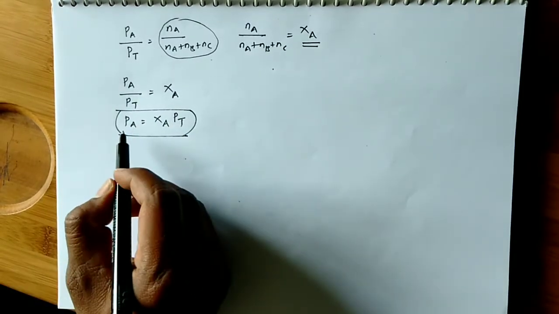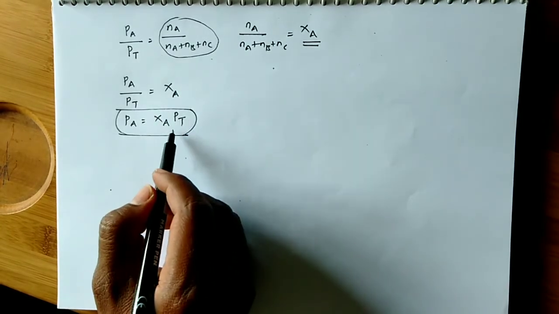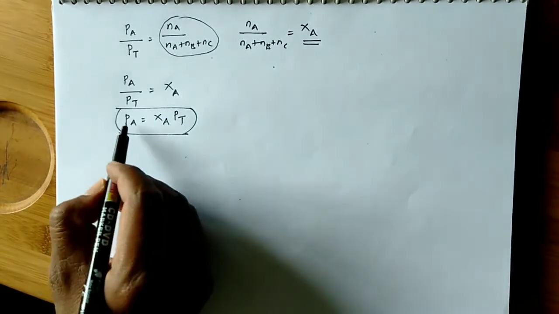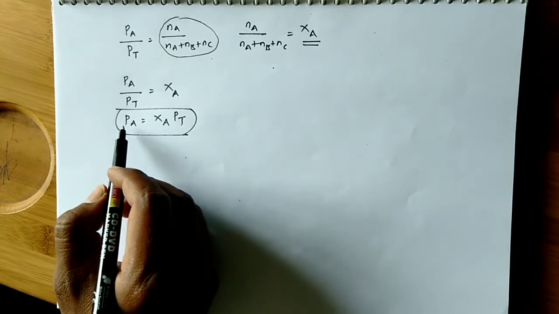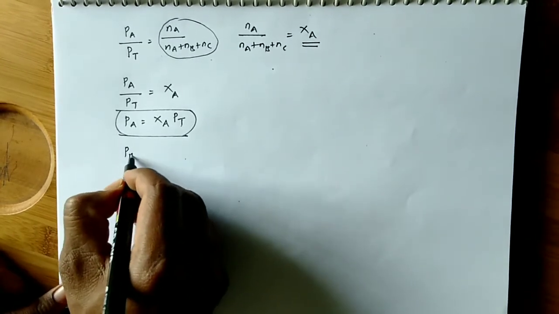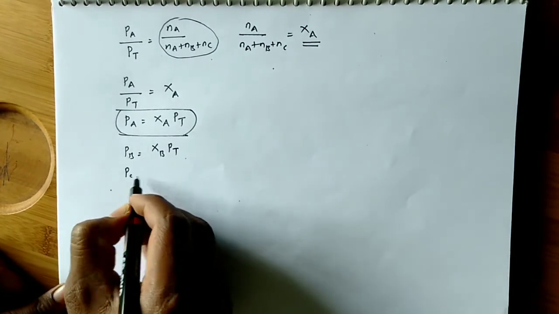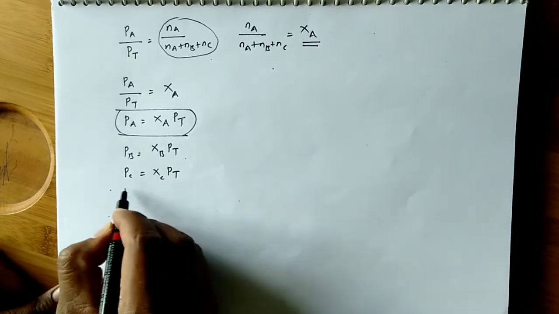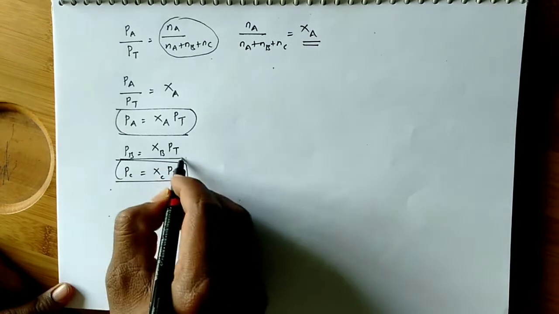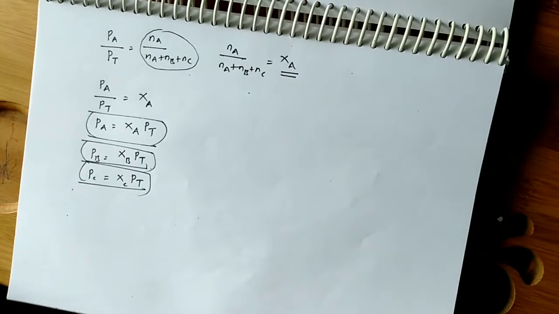Like this, if you know the number of moles, the total number of moles, and the total pressure of that mixture, we can find the partial pressure, how much pressure is exerted by A in that mixture. Similarly, PB equals the mole fraction of B into total pressure. What is PC? Partial pressure of C equals mole fraction of C into total pressure. Like this we can find the partial pressures of gases present in the mixture.